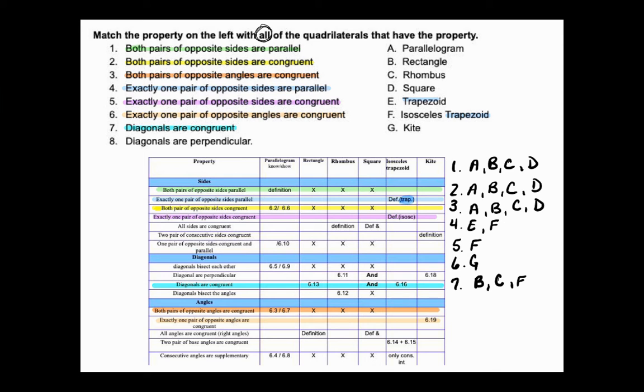And our last and final property is the diagonals are perpendicular. So the diagonals are perpendicular has been identified as a property for the rhombus, the square, and the kite. So this is listing all of the quadrilaterals that have that particular property. This is just a matter of all the shapes within our chart that have that property identified.